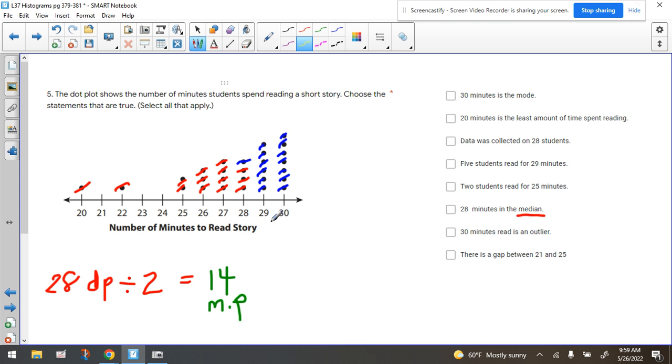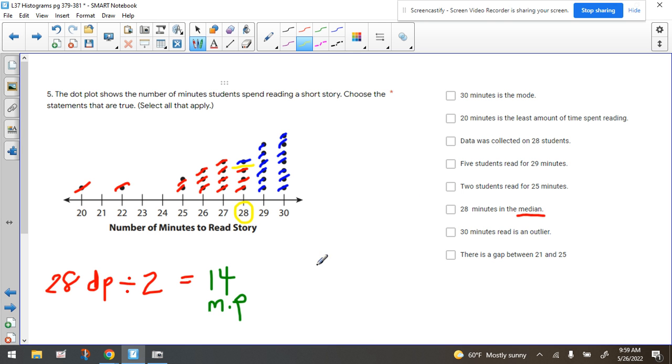Now, what would be the midway point? I'm just going to use this yellow line here. It would be in between this one that I crossed out in blue and the one that I crossed out in red. And what value does that represent? Because that would be the median. Is that true? Is 28 the median? Is that the number that's going to be in the middle?